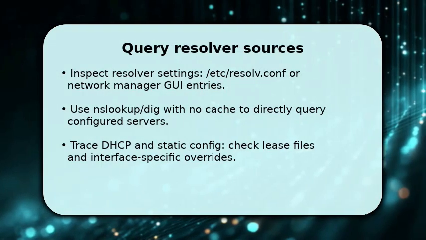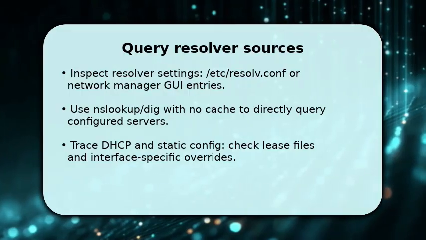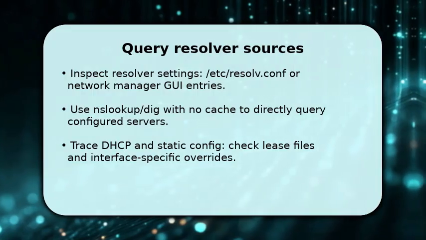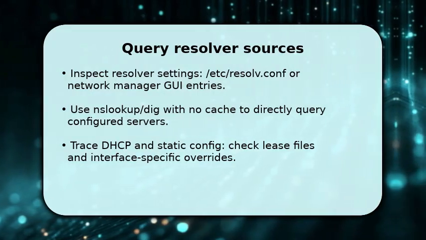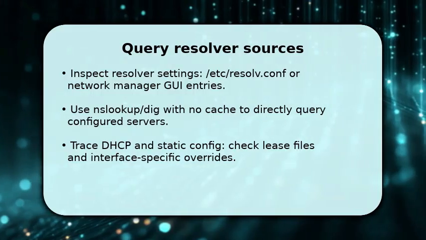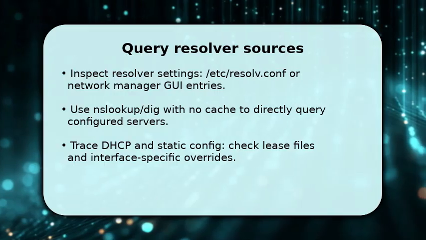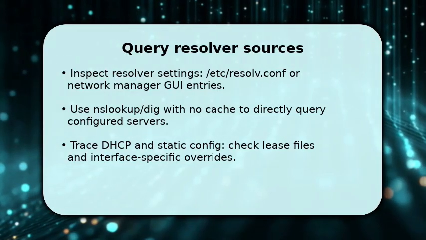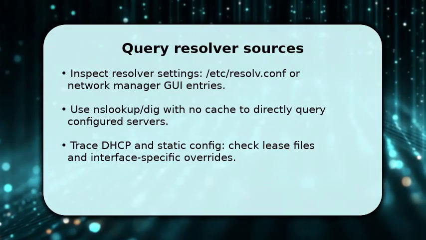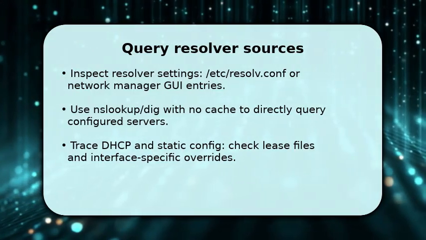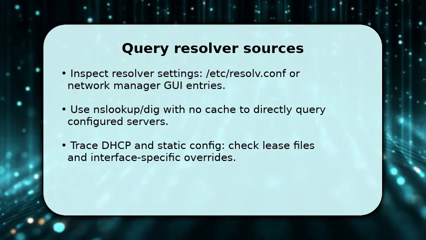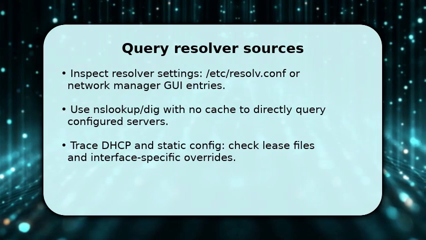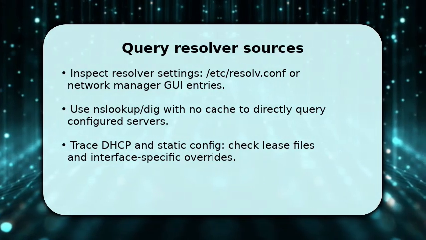Next, probe where the system actually gets DNS. Open the resolver file or the Network Manager panel to read the name server list. These are primary sources. Then run nslookup or dig pointed at those IPs to validate they respond and return expected records. If DHCP is involved, confirm the lease file or dhclient logs to see what the server provided. Once done, compare GUI and file values to detect overrides. Ensure you follow the active path the OS uses for resolution.